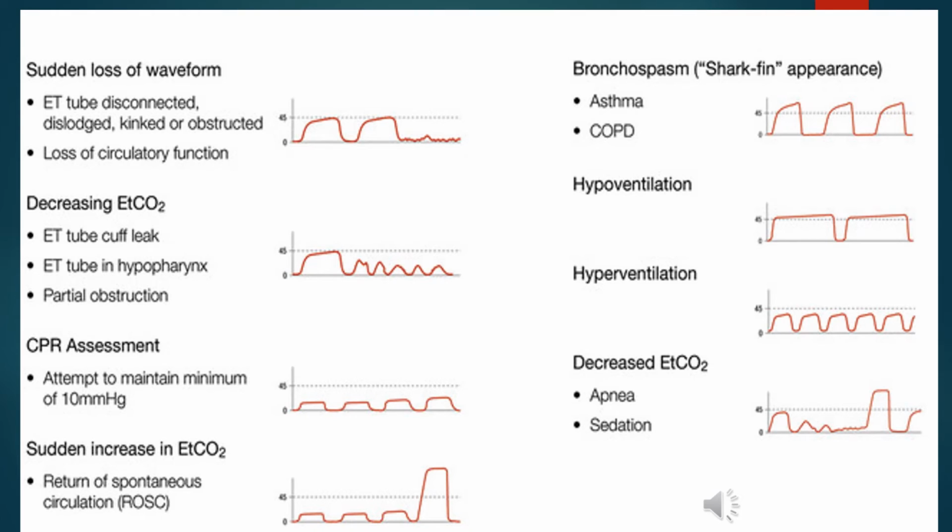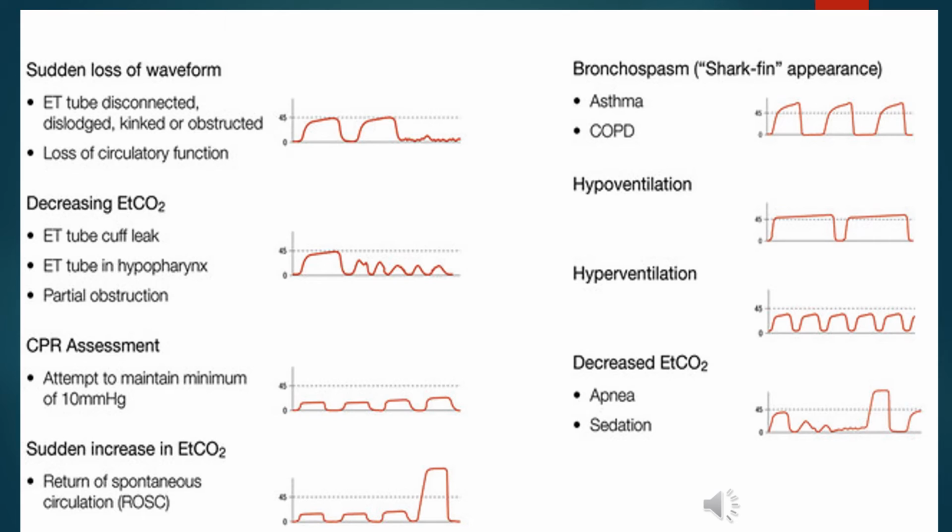Then moving down to the sudden increase in end tidal CO2. If you're rolling along, let's say at 10 while you're doing CPR, and then all of a sudden you see that rise to 20 or 30. You see the first 3 waves we're doing CPR. At the 4th wave, you see this giant rise. It's about 3 times higher. That's the return of spontaneous circulation, so that's a good thing. That means your CPR worked.